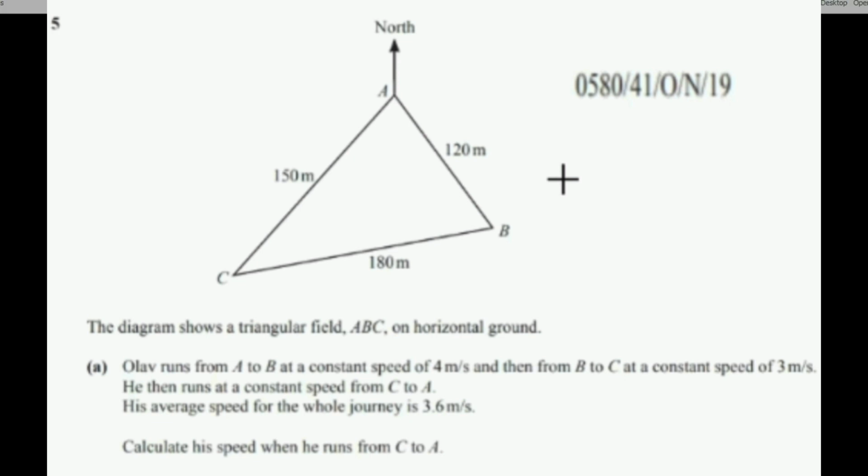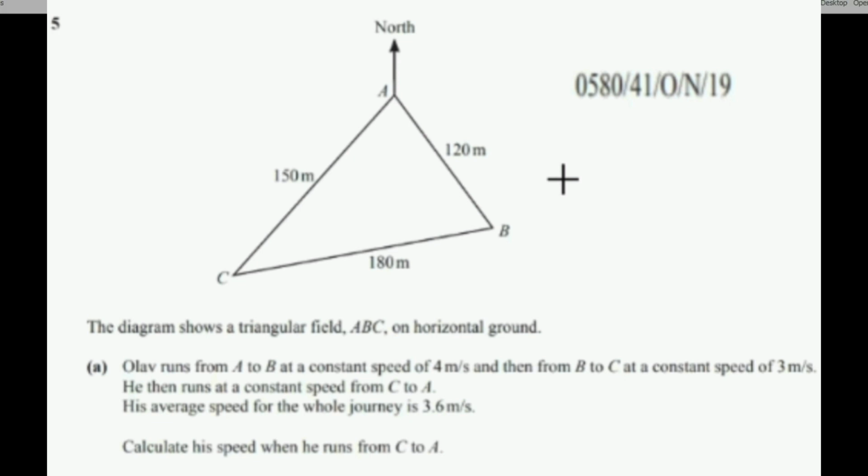This is question number 5 from 0580 41 October November 19. The diagram shows a triangular field ABC on horizontal ground. Olaf runs from A to B, a distance of 120 meters, at a speed of 4 meters per second. Then from B to C, which is 180 meters, the speed is 3 meters per second. He then runs at a constant speed from C to A, a distance of 150 meters. His average speed for the whole journey is 3.6 meters per second. We have to identify the speed when he runs from C to A.